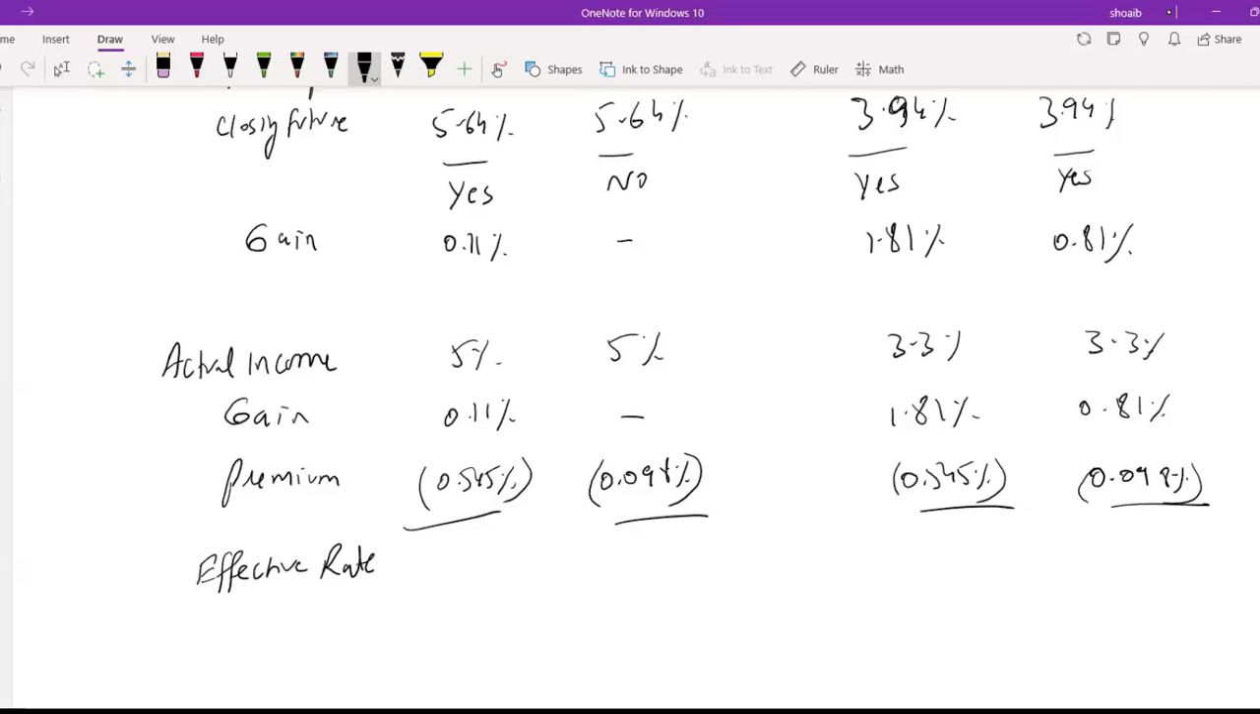Effective date. 5.11 minus 0.545. 4.565. 5 minus 0.098. 4.902. 3.3 plus 1.81 minus 0.545. Oh, by chance, both are same. 3.3 plus 0.81 minus 0.098.